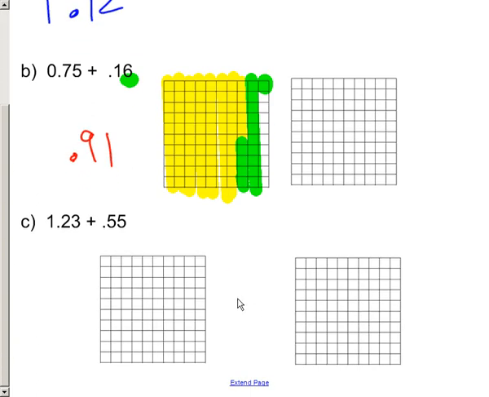All right, go ahead and try this one on your own. So shade in 1 and 23 hundredths with one color, and then add on to that another 55 hundredths and see what you have all together. So go ahead and pause.